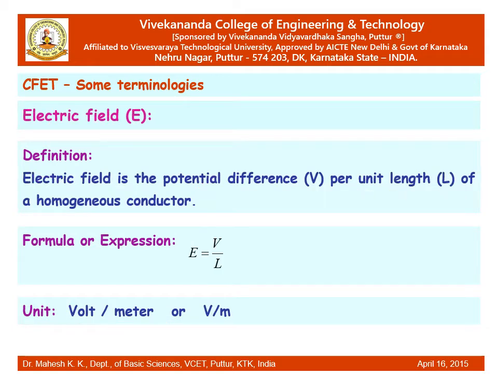Electric field. Electric field is nothing but the ratio between voltage and the length. That means it is nothing but the potential difference per unit length. That's all the definition, and trivially the unit is volt per meter.